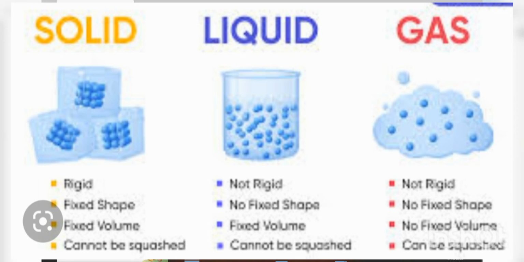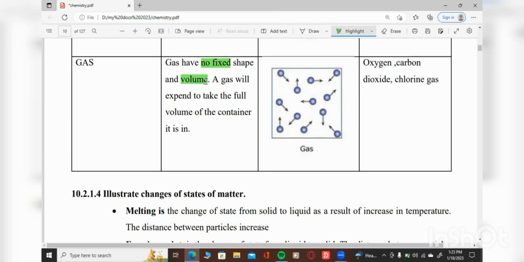Let's look at gas. The characteristics of a gas are totally different from the other two. No fixed shape, no fixed volume. It doesn't have a shape, it doesn't have a volume. A gas will expand to take the full volume of the container it is in. So this is how gas is packed. They are far away from each other. You can see the particles are far away from each other.